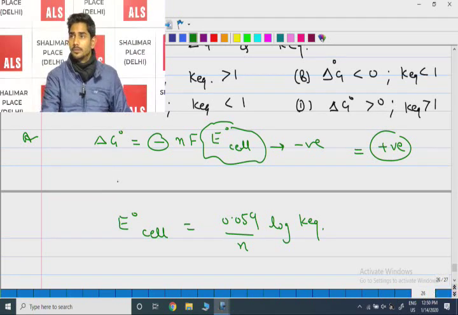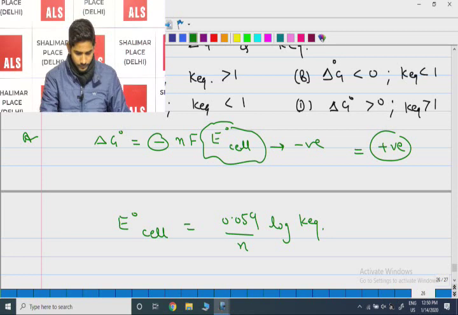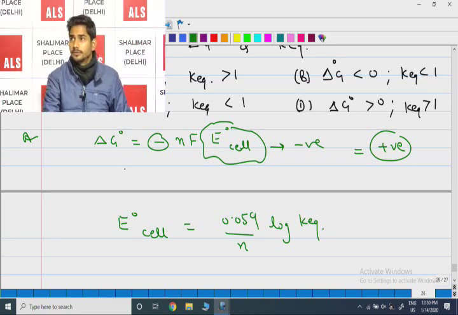Understood? Is there any problem in this solution? Okay. By the way, how many of you have solved that earlier, I mean, before me? Okay, good.